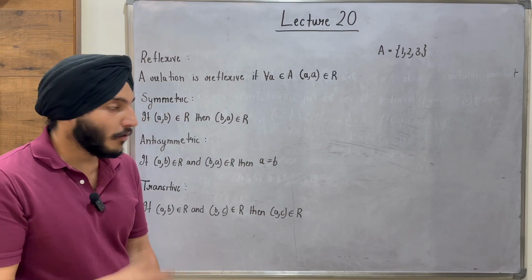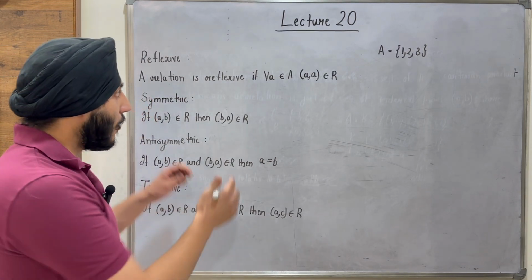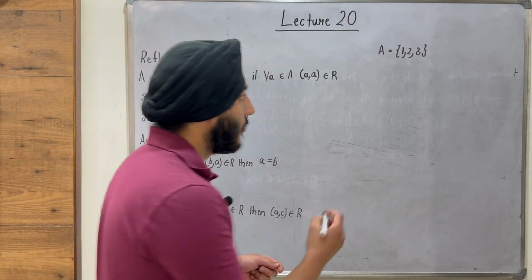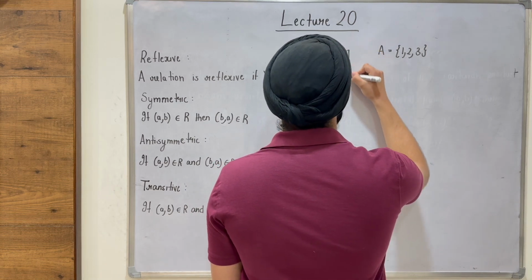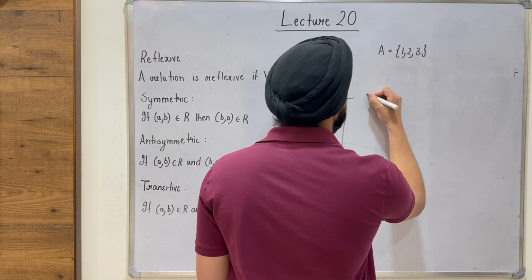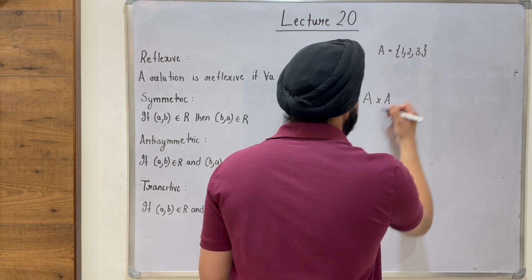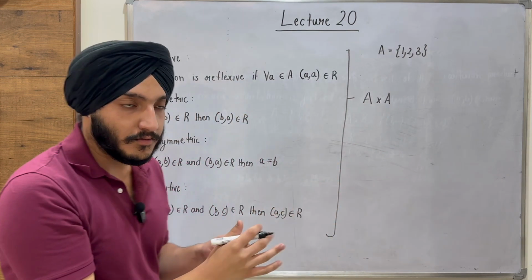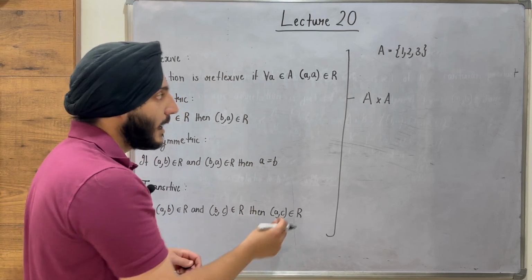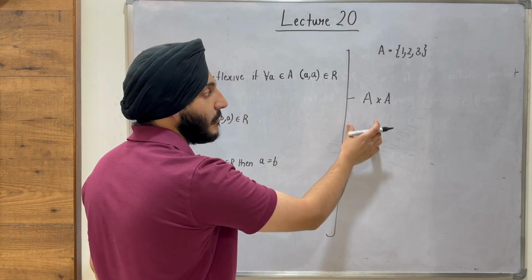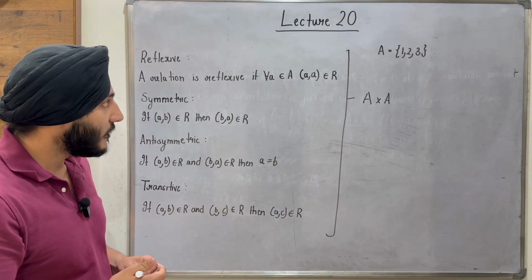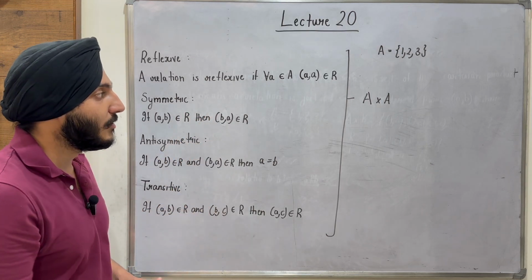Before I start, one important thing to understand is that all of these are defined on the Cartesian product of a set with itself, right? So if set A is 1, 2, 3, then they're defined on A cross A. Basically, they are defined on a subset of the Cartesian product of a set with itself, right? So it could be A cross A, a set multiplied by itself, but they have to be the same set. Okay, so let's try to understand each one in detail and how they work.